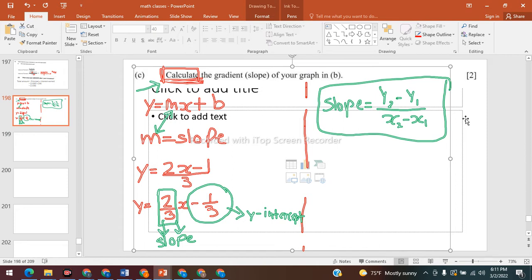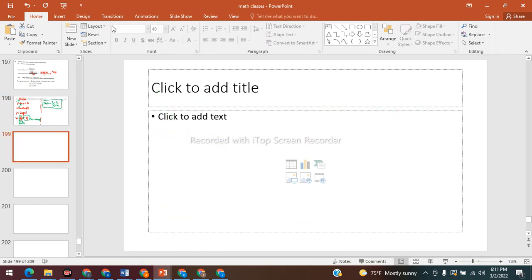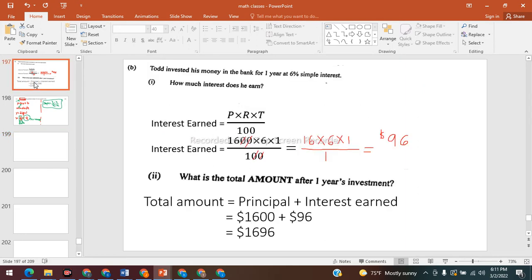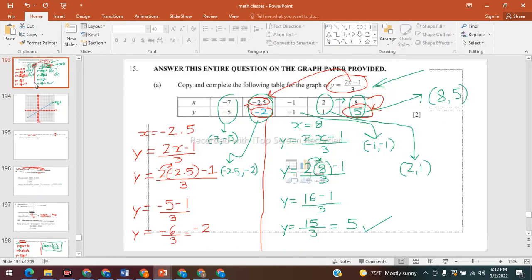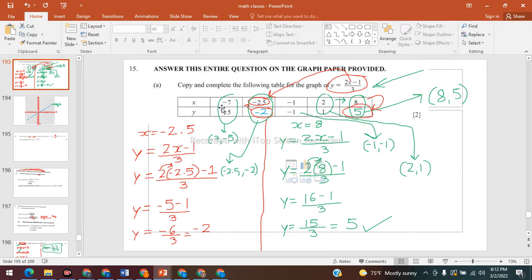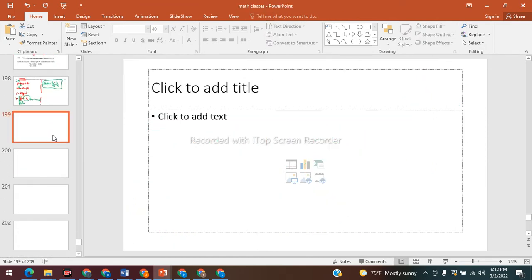Okay, so we have to use the formula. This is the formula for the slope, and we're going to use that formula to calculate the slope, the gradient. Okay, so what we need, to be honest, is we need this, interestingly enough. So we need to get this and use this to help us with it.